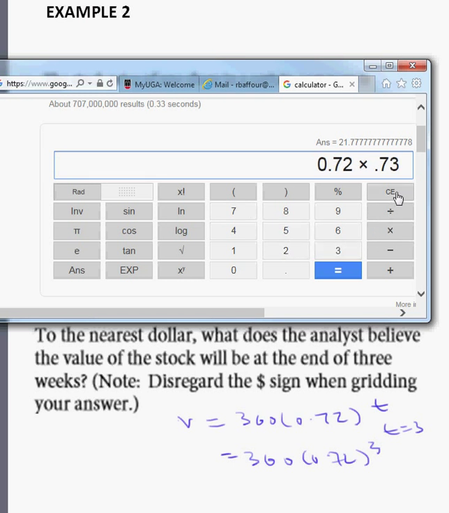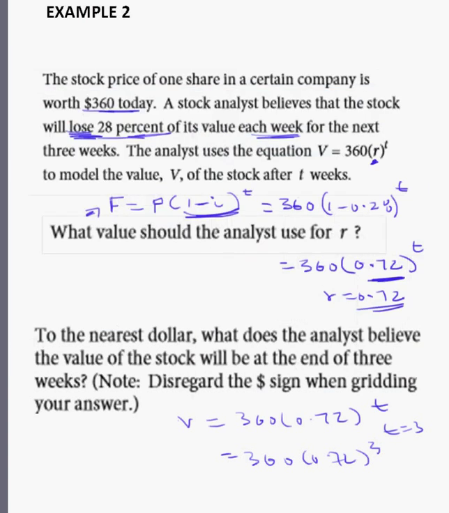Let's consider 0.72. Let's multiply that by 0.72. That is equal to this number, and I'm going to multiply this by 360, and that will be 134. That means after 3 weeks, the stock value will be $134. So this will be equal to 134, close to $134 after 3 weeks.